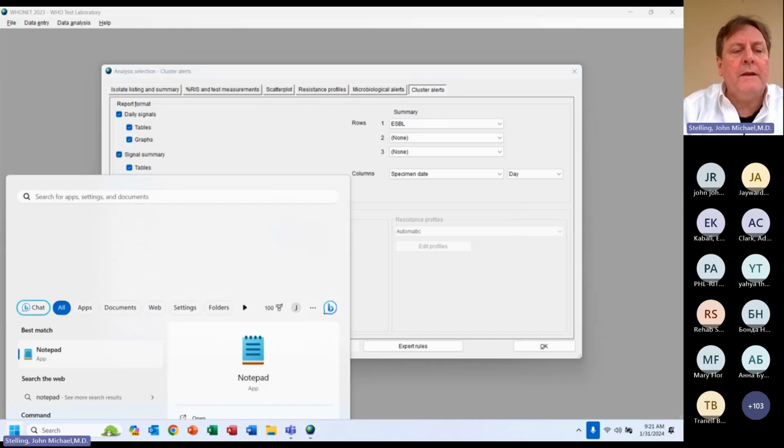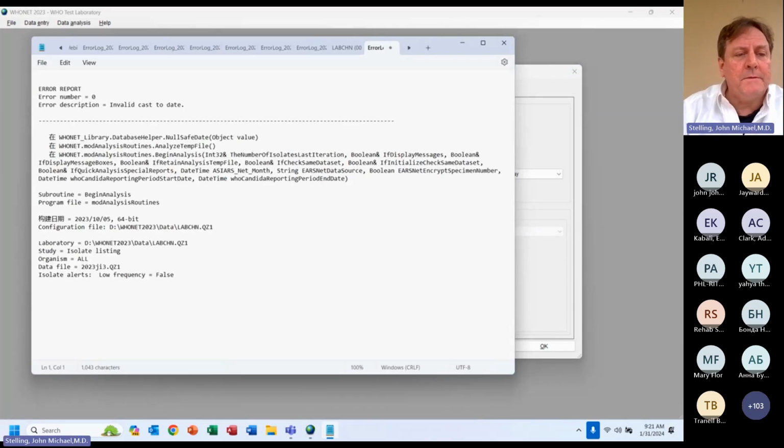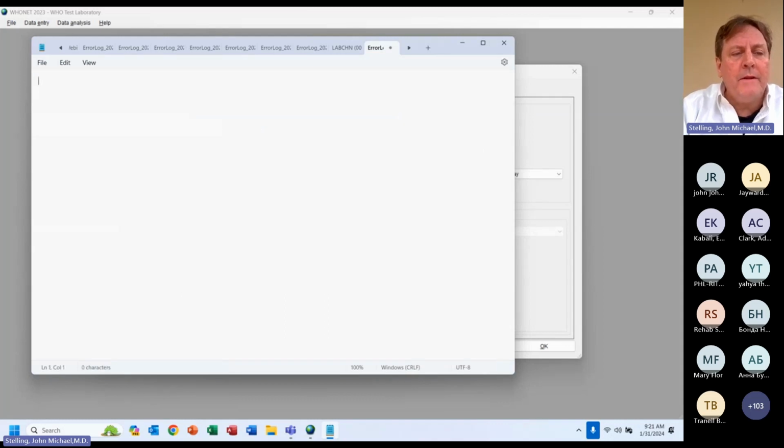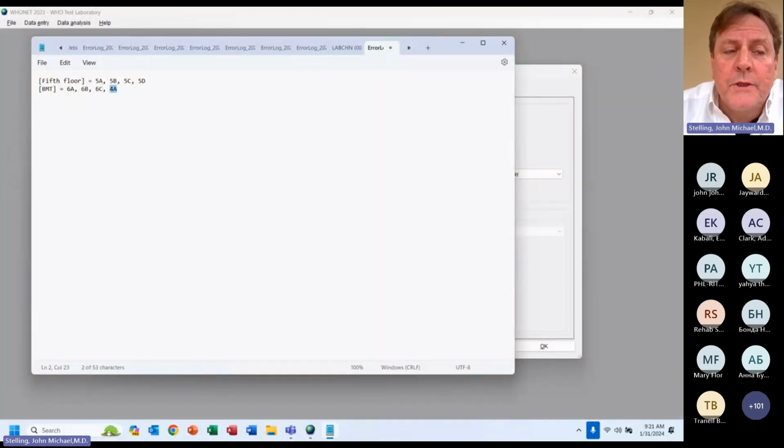Let me try to go to Notepad. It's very simple. Let me close that. For example, I'm going to create something called the 5th floor. And that's going to be 5A and 5B and 5C and 5D. Or in my own hospital, we have 4A, I forget, 6A, 6B, 6C, and 4A. Because those are the 4 places where we do bone marrow transplant.